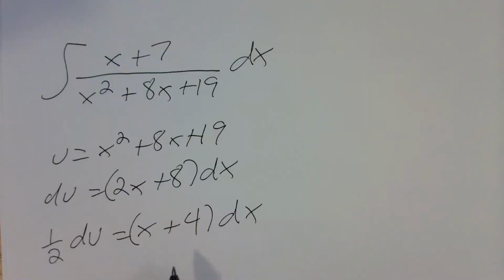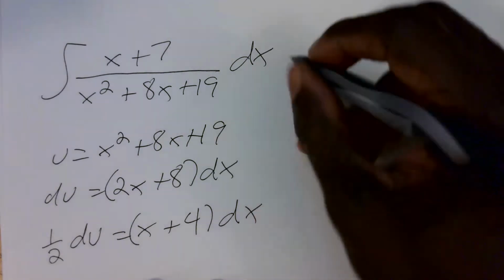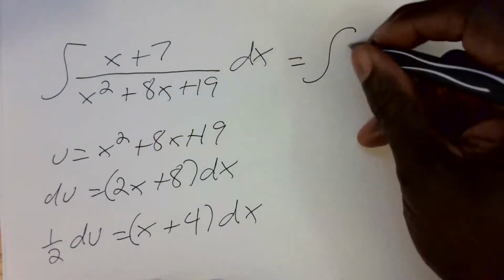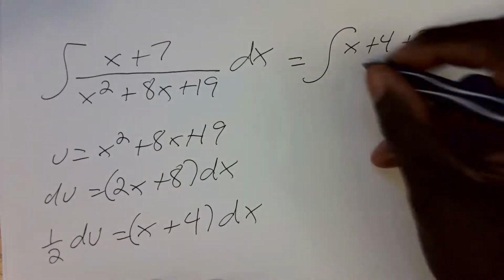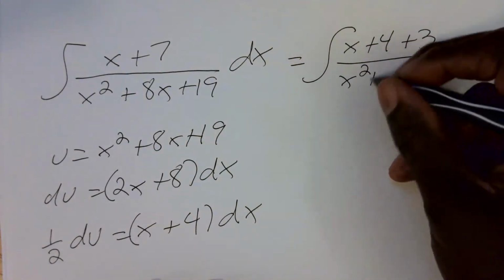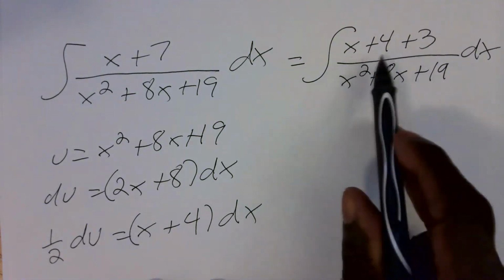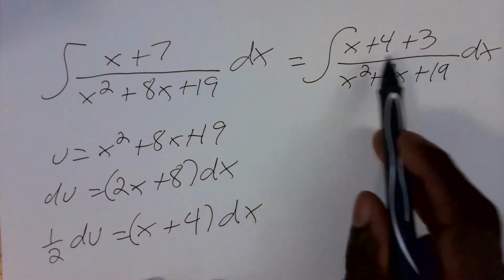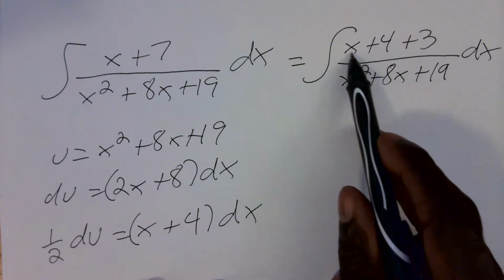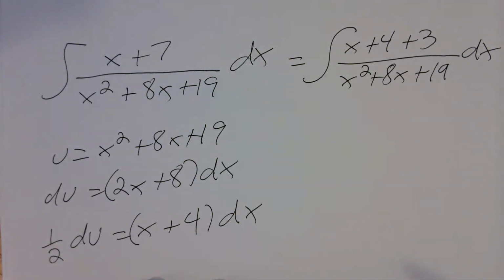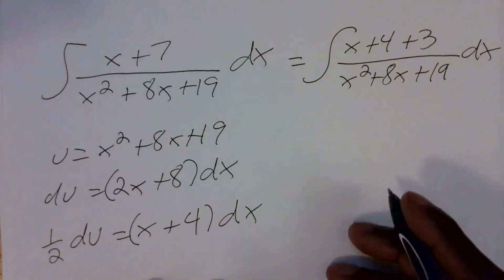Now we're getting pretty close. We have an x plus 4 dx, and this is an x plus 7 dx, but we can easily reconcile that because we can think of x plus 7 as x plus 4 plus 3. So we can split this up into two integrals, one where it's x plus 4 over x squared plus 8x plus 19, and the other where it's 3 over x squared plus 8x plus 19.